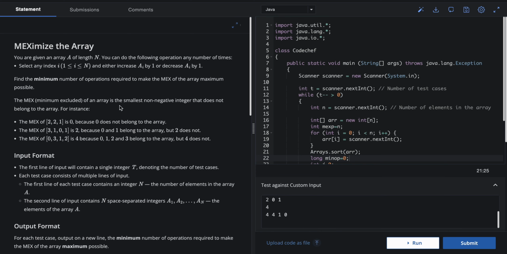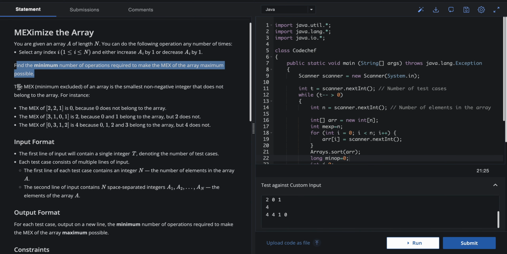So this is the solution and understanding of this new question, that is Maximize the Array. So friends, in this question we are given one array of length n, and we can do one operation on any element: we can select any index and either increase it by 1 or decrease it by 1. We have to find the minimum number of operations required to make the max of the array the maximum possible.